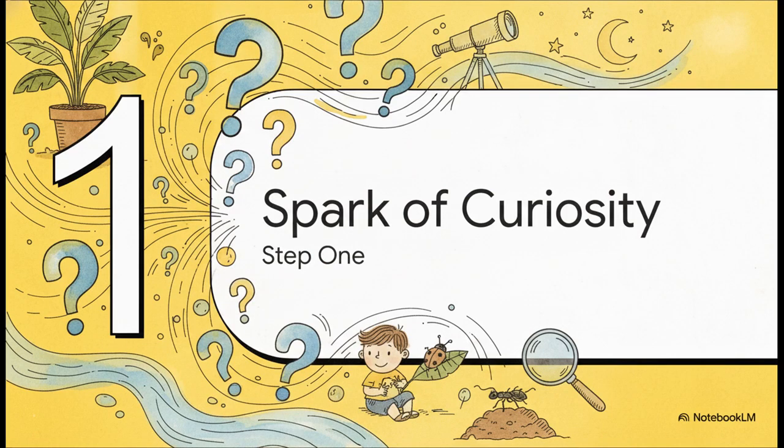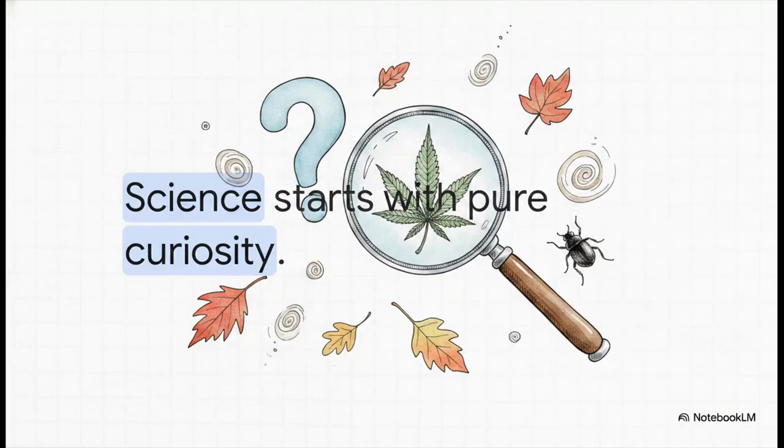All right, starting off with step 1, the spark of curiosity. You see, science doesn't start in a lab coat. It starts with pure, genuine curiosity. Long before any actual experiments happen, a scientist might observe something kind of unusual. Or maybe they notice a pattern in nature and they just ask, wait, why does that happen? These observations can come from anywhere: nature, previous studies, happy accidents, or just your everyday experiences.